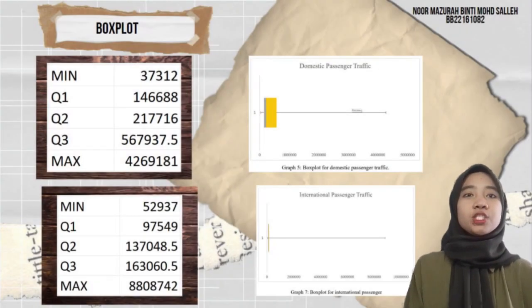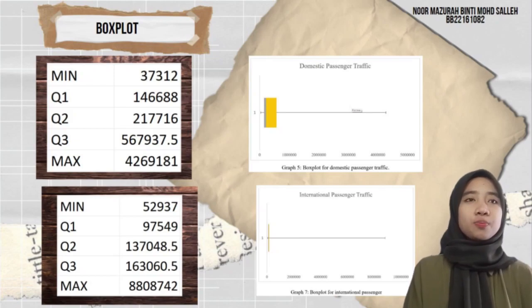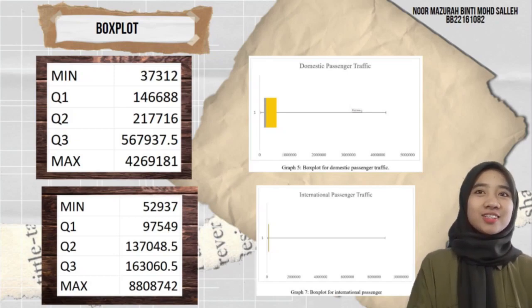Based on the previous table 3, we can construct a box plot for domestic and international passenger traffic. A box plot is a great chart to use when showing the distribution of data points across a selected measure. So, the following pictures show the box plot for both domestic and international passenger traffic.